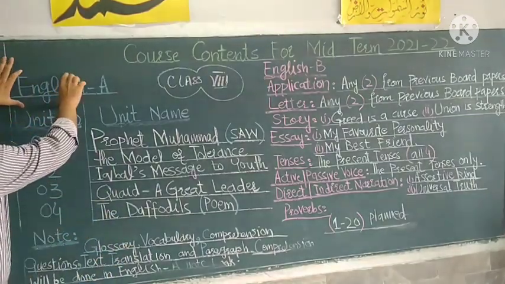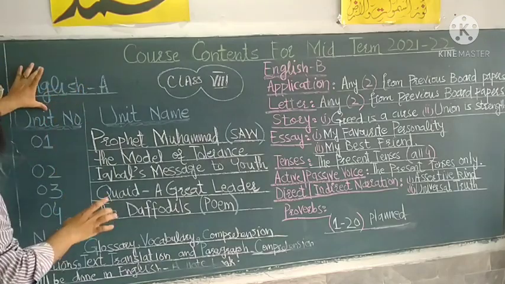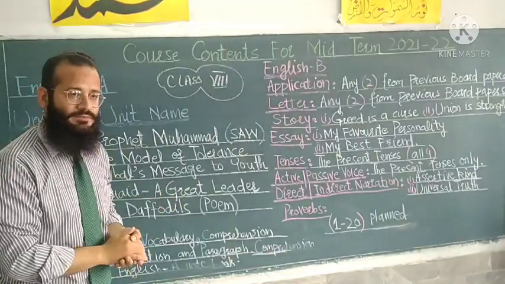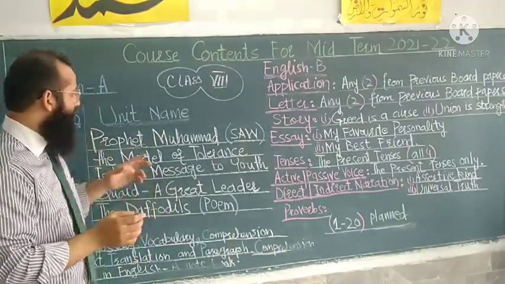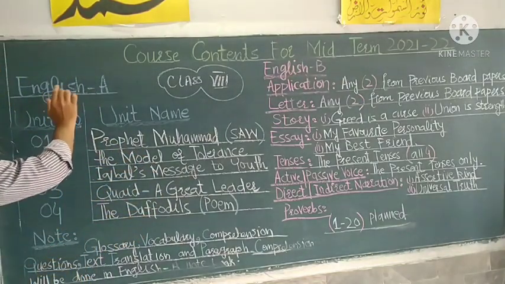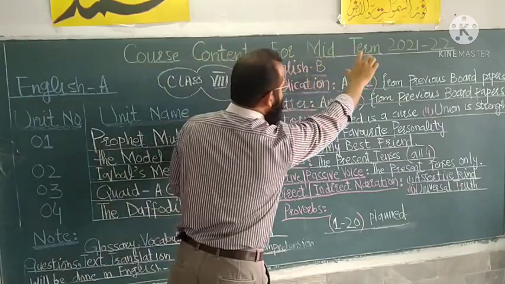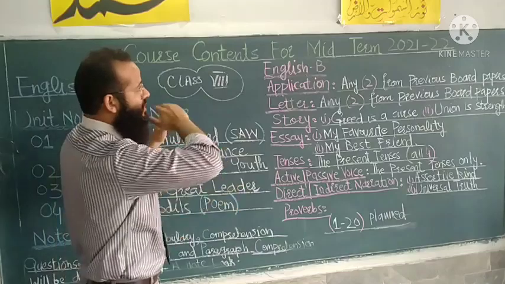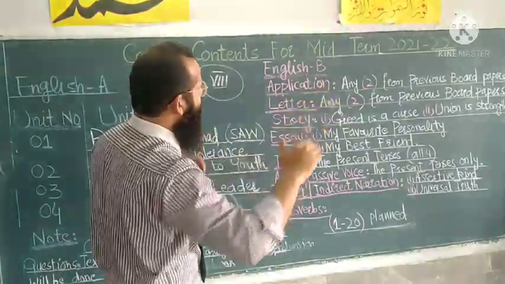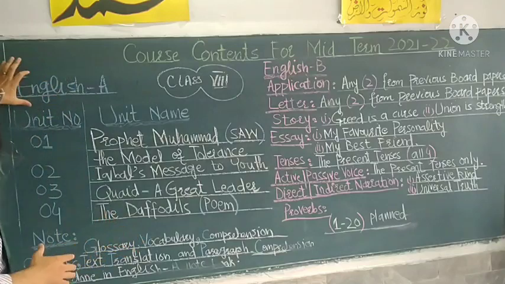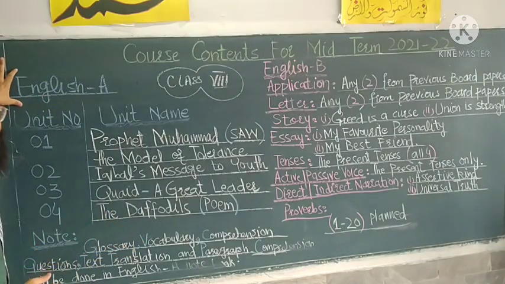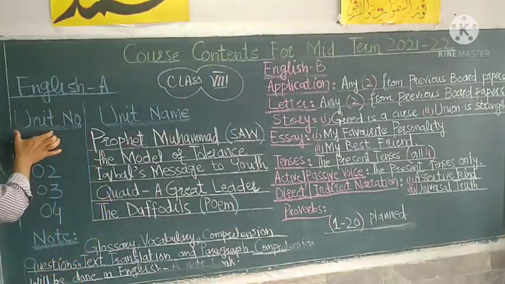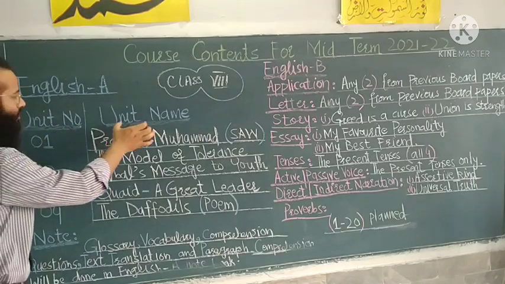Look, the things that I have written over here on the board with different chalks, it means you should write each and everything with a marker properly. Now what do you have to do? First, write down the course contents for midterm 2021-2022. Then underline them. Then leave a line and give the heading of English A, because we will start from English A. Then on one side write the unit number and on the other the unit name.